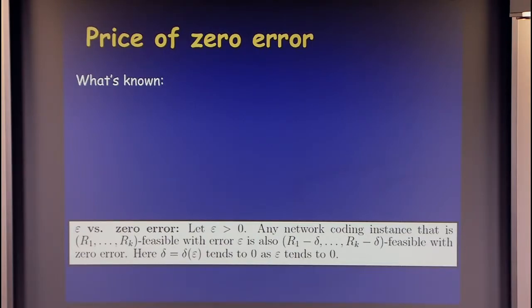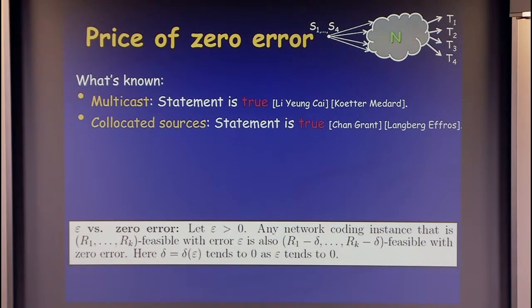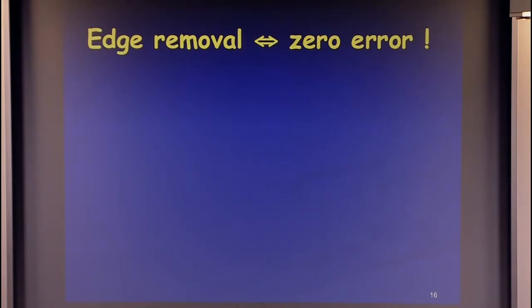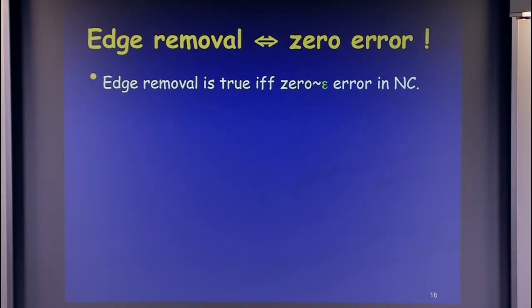So my intuition, at least, was edge removal true, zero error false. But it turns out, and I'll just jump ahead because I'm a little bit short on time, that they're the same. For example, edge removal is true if and only if the zero error statement is true. But neither is known. At least I'm consistent.